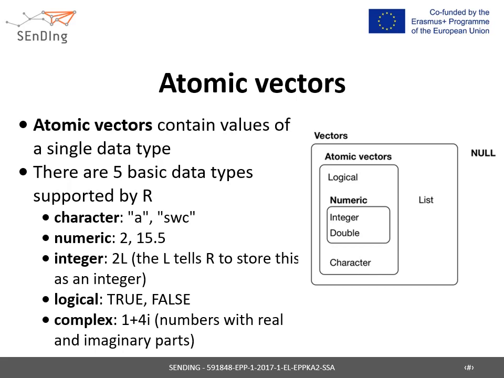The character could be "A" or "my text". A numeric could be 2 or 15.5. An integer could be 2L, which tells R to store this as an integer. A logical can either be TRUE or FALSE. The complex could be 1+4i, complex numbers with real and imaginary parts.